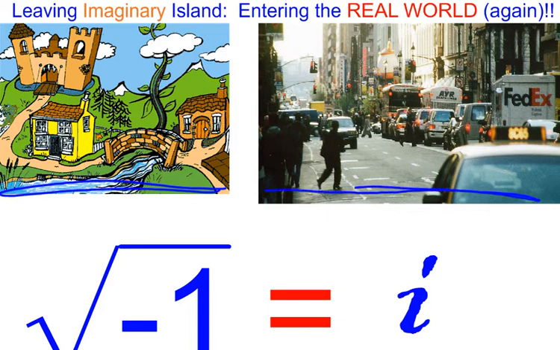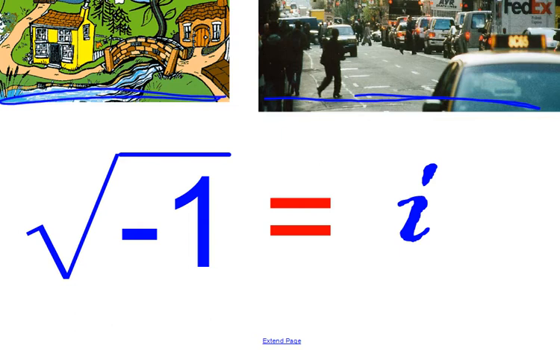So we're going to leave imaginary island, even though we were only there for a very brief stay, and we're going to enter the real world. Here's what is so great about this. The equation √-1 equals i, which we said earlier.